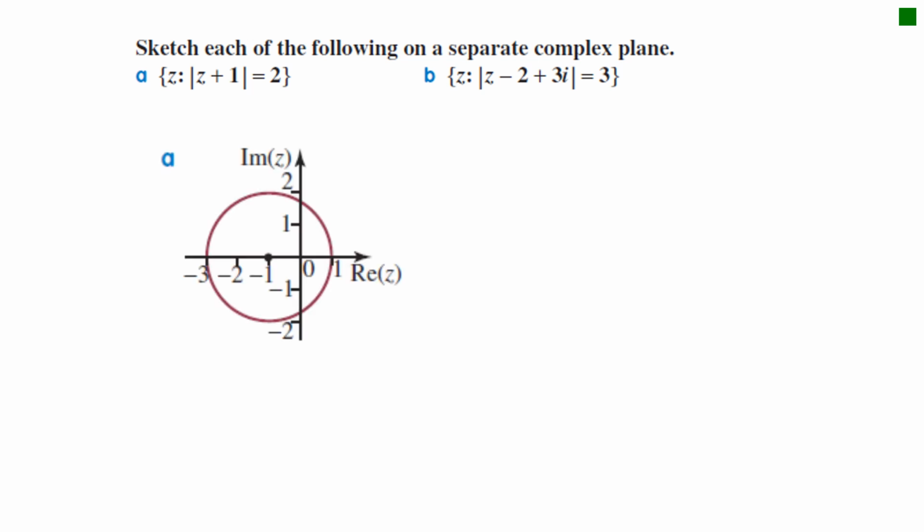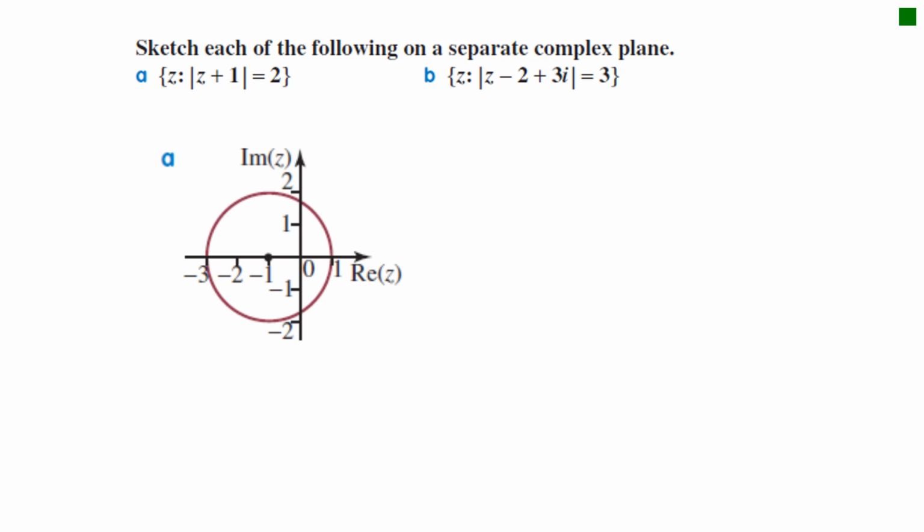Okay, you've returned after having a go at them yourselves, and clearly what we're describing, the set of all complex numbers whose distance to -1 is fixed at 2, is nothing other than a circle of complex numbers, center -1, comma 0, and radius 2.